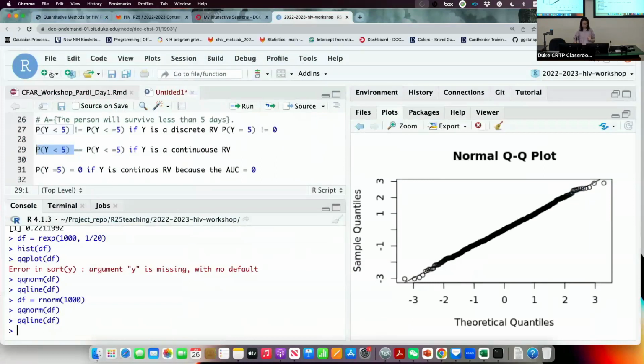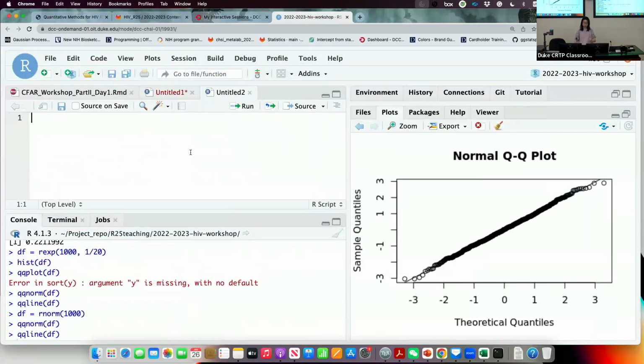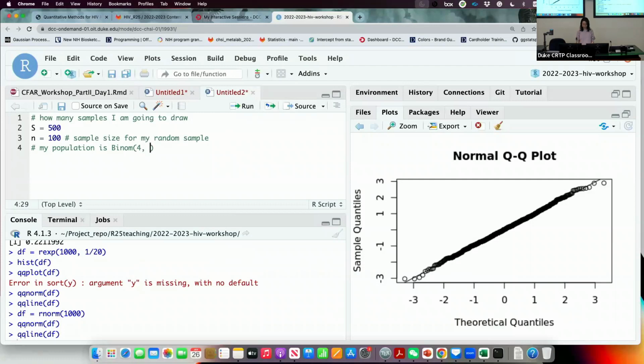Okay, so maybe let's just do it in R, so you can have a better idea of what I'm trying to do. I'm going to define how many samples I am going to draw. Suppose I say S equals 500. I'm going to generate those random samples 500 times. And what's the sample size? This is the sample size for my random sample, so each time I'm going to draw randomly 500 elements from my entire population. Suppose my population is a binomial distribution with the number of trials being 4, and the probability of success being 0.44.